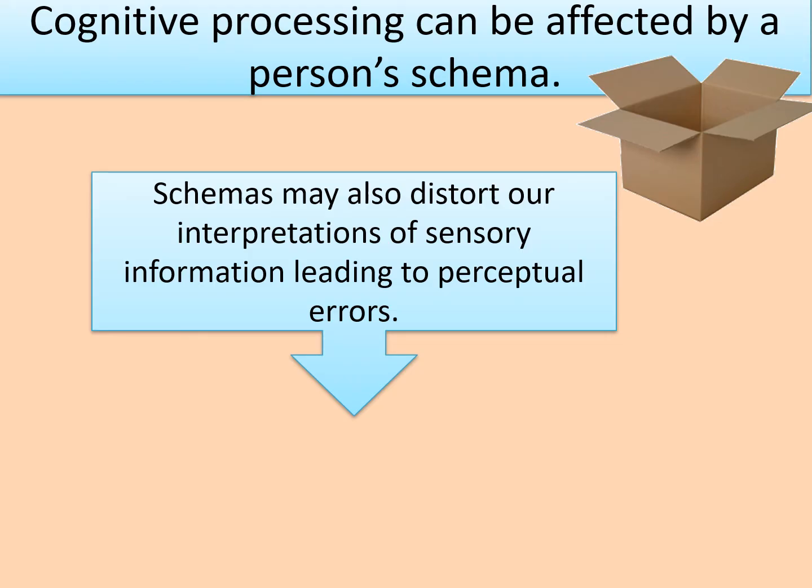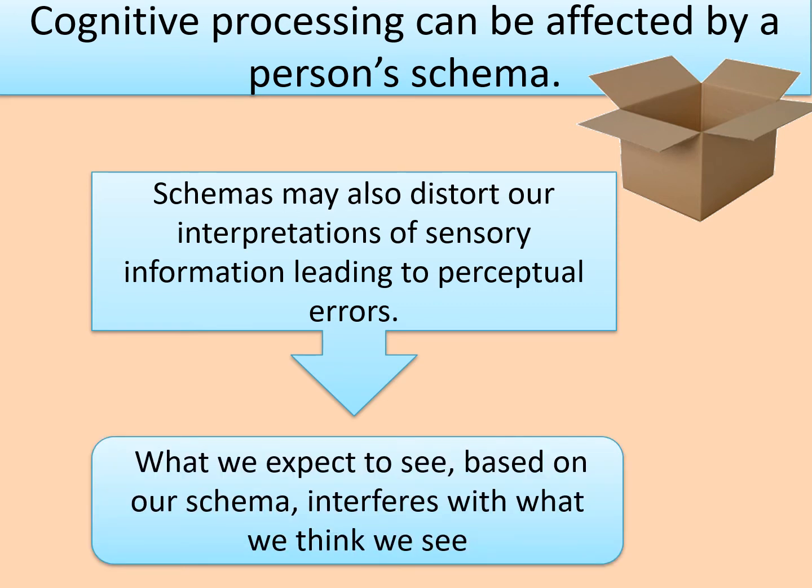So cognitive processing can be affected by a person's schema. Like we've just said, you can process information cognitively very quickly. However, another important thing is that schemas can distort our interpretations of sensory information, leading to perceptual errors. What that means is what we expect to see based on our schema interferes with what we think we see or what we remember. It can distort your perception of something, and it can distort your memory for something.